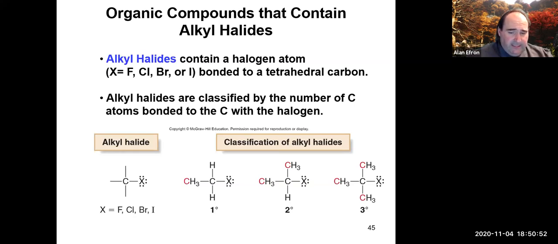This is a primary, secondary, tertiary. Again, the carbon that has the halogen attached to one carbon, primary. Carbon attached to the halogen attached to two carbons, secondary. Carbon attached to the halogen attached to three carbons, a tertiary alkyl halide.